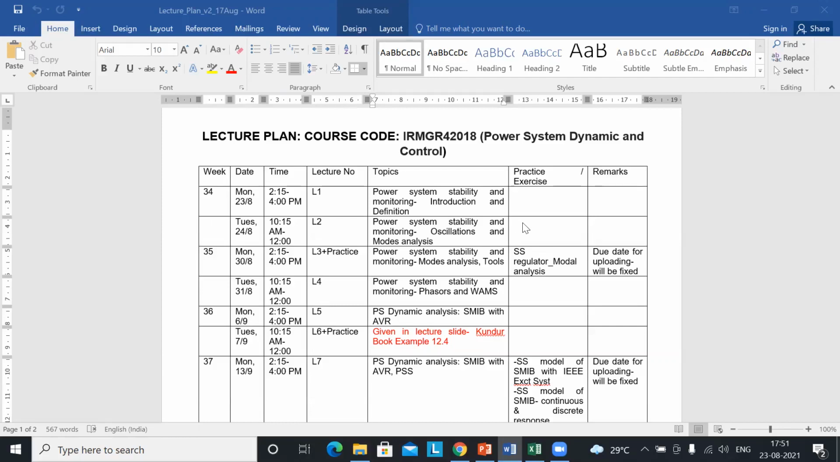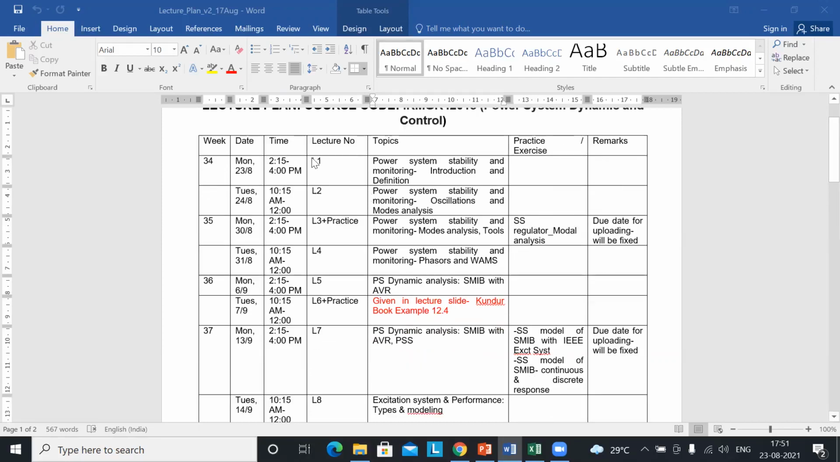For the course, I have all my lectures as planned. We have our class Monday and Tuesday, and then I start with the topic on process and stability, giving an introduction and then some definitions. Then moving on to the next topics related to oscillations and the mode analysis.